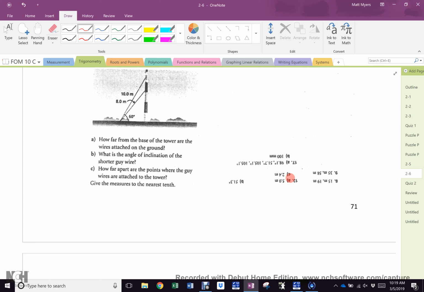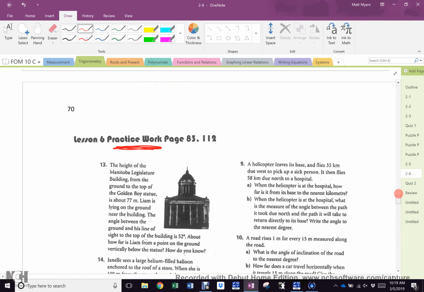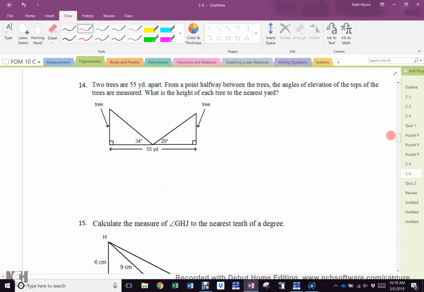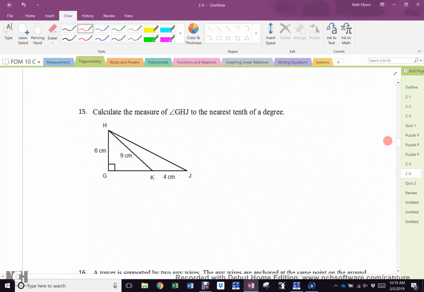Right? Okay, now, before you actually go off on your own, there's a couple of things I have to talk about. Number 15, GHJ. A lot of kids have trouble reading angles that way. What does that notation mean? Where do I start? G. Where do I go? H. Then where do I go? J. I need that whole angle. Okay? That's what that means.